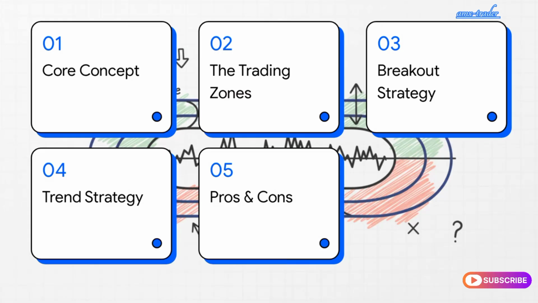So, here's what we're going to cover. First, the core concept. Then we'll get into setting up the zones. After that, we'll look at two strategies, one for breakouts and another for riding the trend. And finally, we'll wrap up with the advantages and, of course, the limitations.